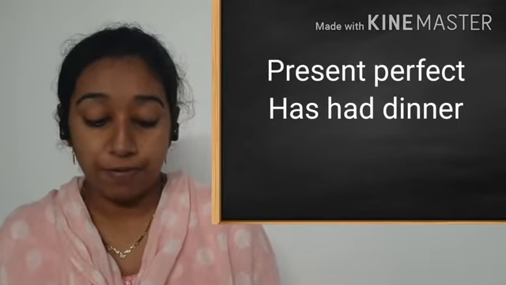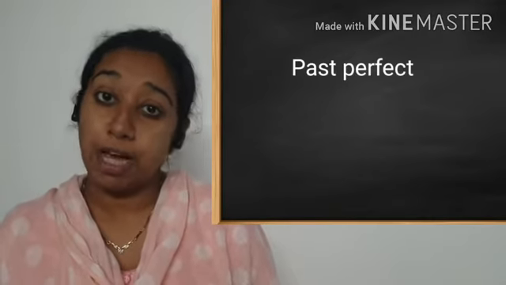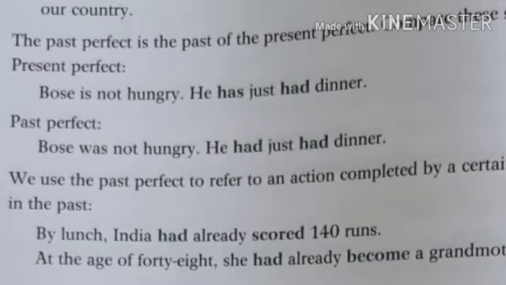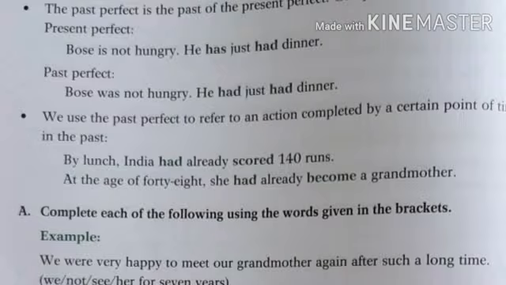In the past perfect we use had plus past participle. So over here the example which I told you about, Bose was not hungry, he had just had his dinner. Had, auxiliary verb, and the other had is acting as the main verb. So remember, has and have in the present perfect, had in the past perfect. The next rule is also referring to an action which was completed by a certain period of time. Before that time in the past, that action is completed.